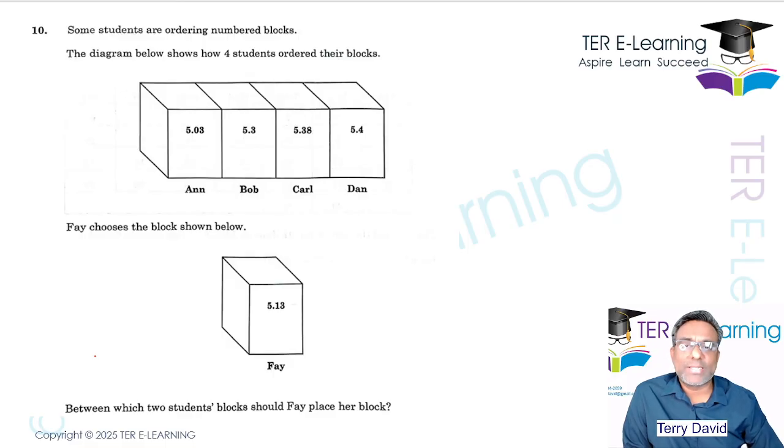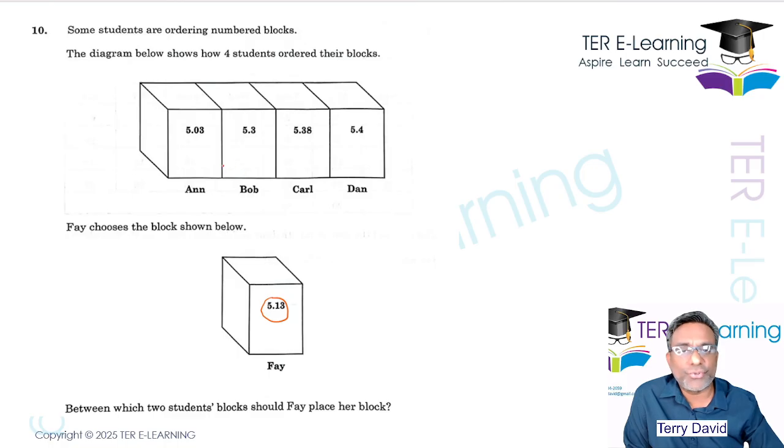This next one here, question 10, we have some students ordering numbered blocks, right? And the diagram shows 4 students ordering their blocks, right? So we have some decimals here, right? And we seem to have them in ascending order, right? But the fifth block is 5.13. So we need to figure out where that 5.13 is going to be placed, right?